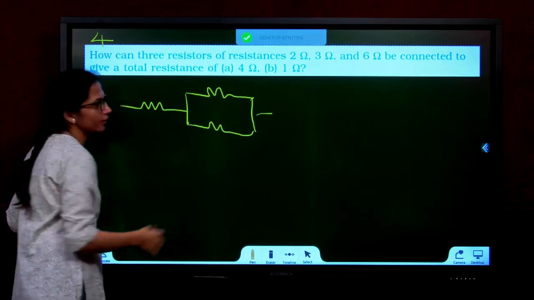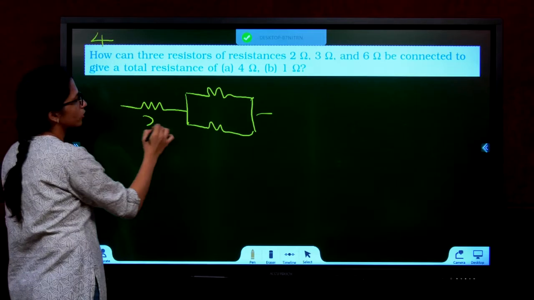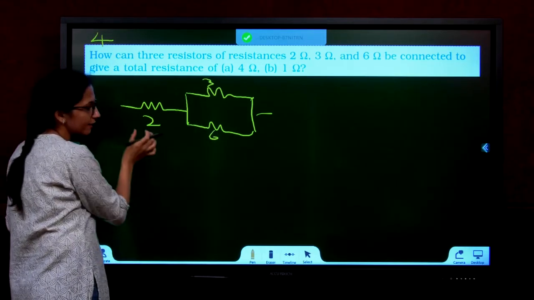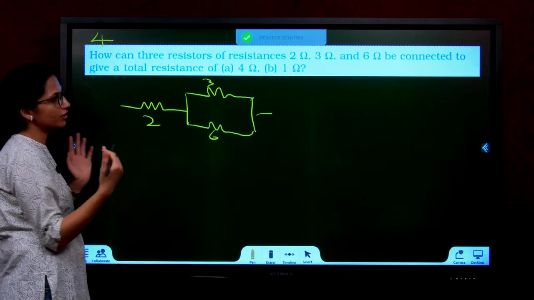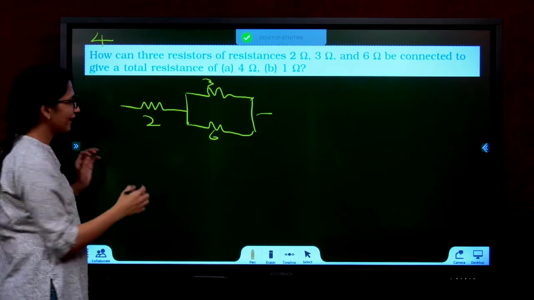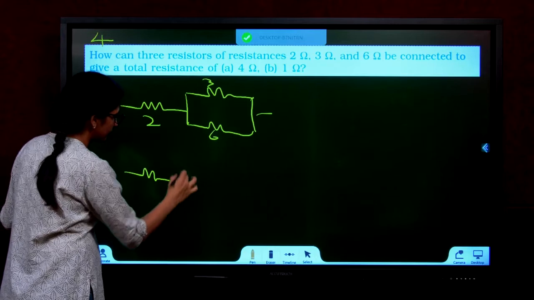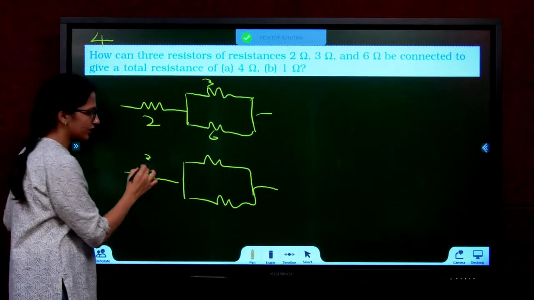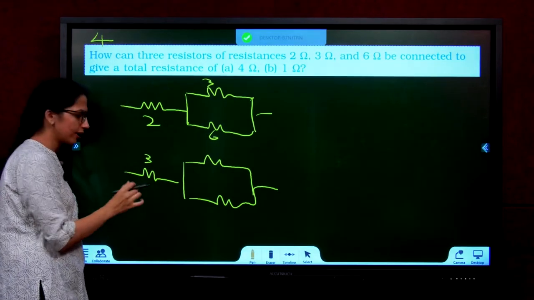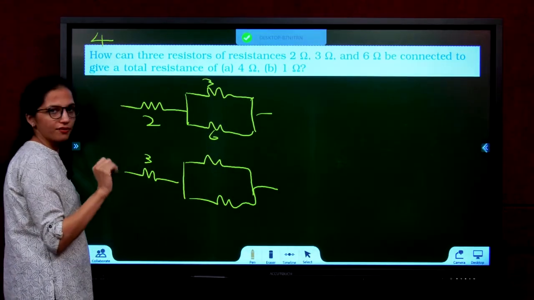So the first combination that we try is what? This that we just learned. 2, 3, 6. So it can be 2, 3, 6. It can be 3, 2, 6. 6, 3, 2. You have to try for different values. See, can this be 6? If you put 3 here, possible. Why? 3 plus something can be 4.